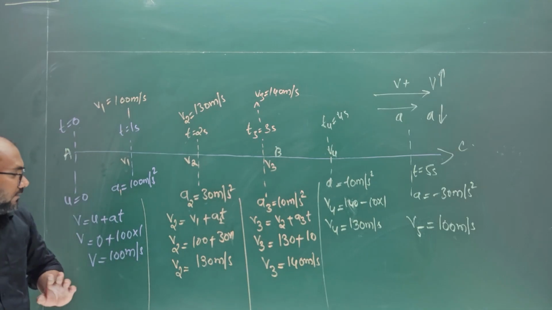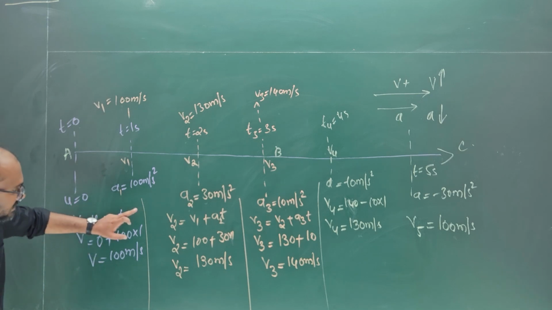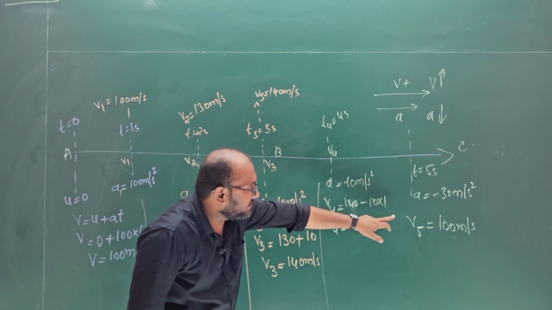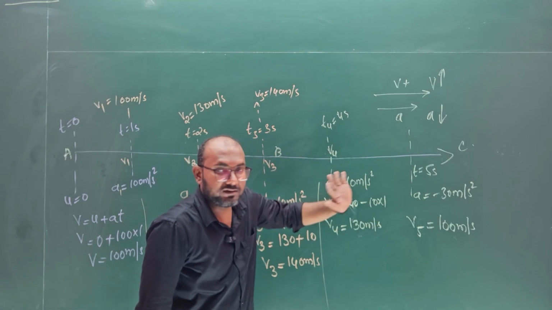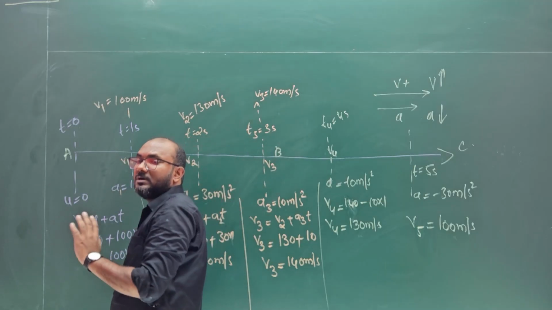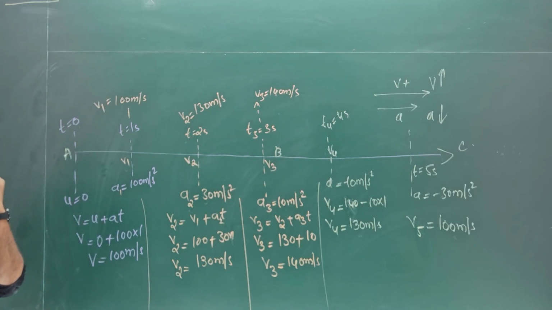Got my point? Okay. So, acceleration is decreasing, but velocity is increasing. Acceleration is increasing, but velocity is decreasing. This is possible. I got my point? This is all about 6 months. If you want to note this, you can note down.